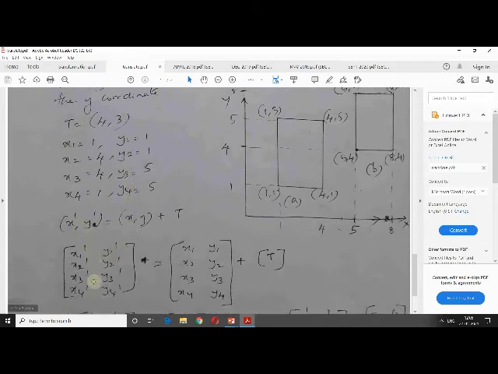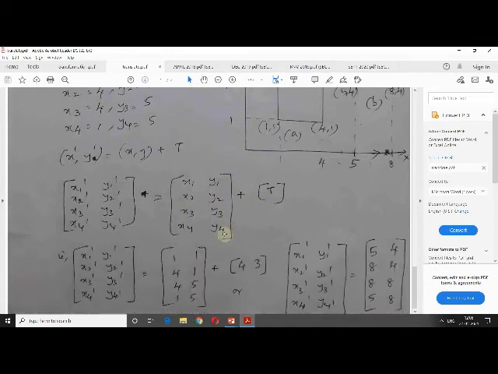So for each of the points, we can write it in matrix form like this: x1 dash, y1 dash in the translated rectangle, and the coordinates are x1 dash, y1 dash, x2 dash, y2 dash, x3 dash, y3 dash, and x4 dash, y4 dash is equal to the original coordinates x1, y1, x2, y2, x3, y3, x4, y4 plus the translation matrix 4, 3. So after writing, you will get it like this.